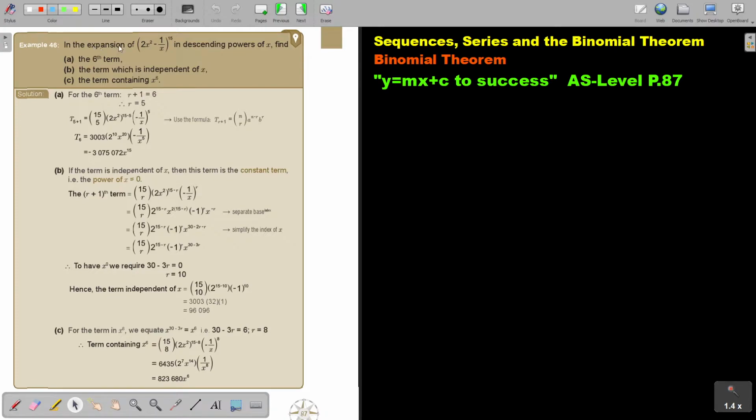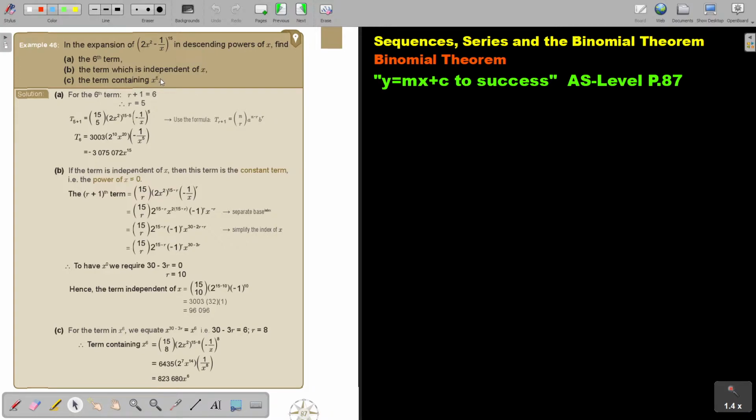In the expansion of (2x² − 1/x)^15 in descending powers of x, find the sixth term, the term which is independent of x, and the term containing x to the power of 6.